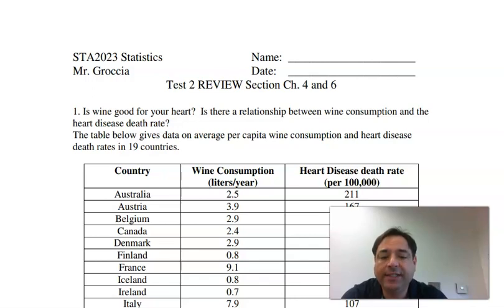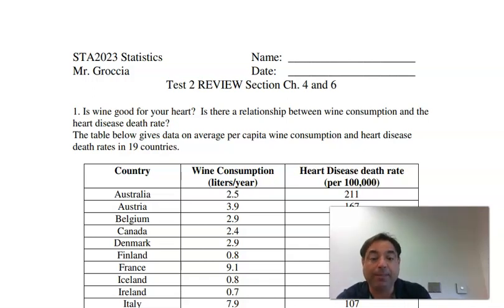We're going to go over your Test 2 review on chapters 4 and 6. The first question asks, is wine good for your heart? Is there a relationship between wine consumption and heart disease death rate? The table below gives data on average per capita wine consumption and heart disease death rate in 19 countries. So we have the country, the wine consumption in liters per year, and the heart disease death rate per 100,000.